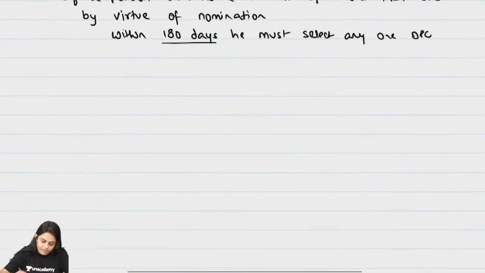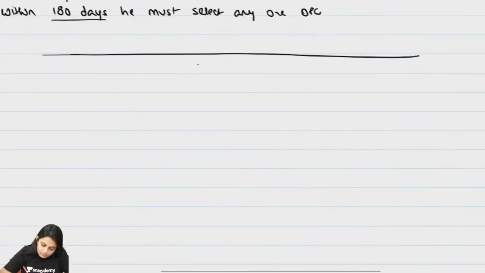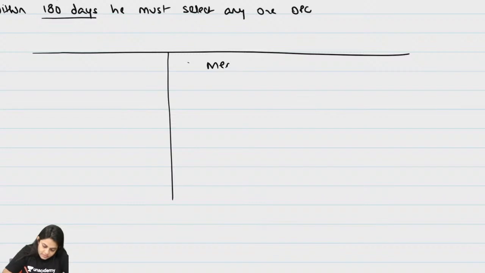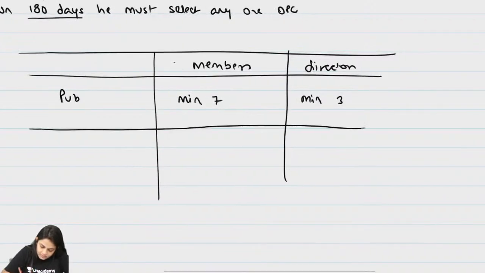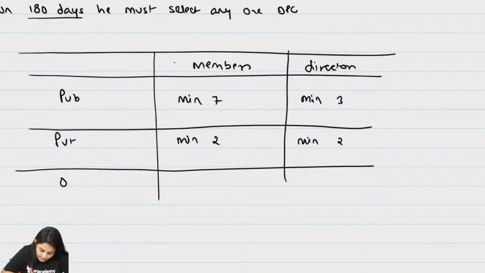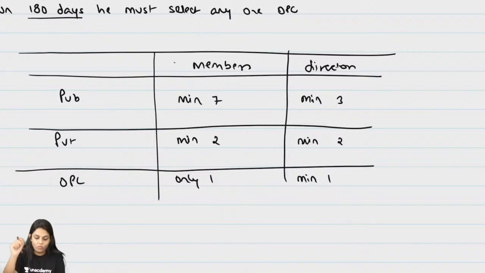Remember, when we say members and directors, in case of a public company we have minimum 7 members and minimum 3 directors. In case of a private company we have minimum 2 members and minimum 2 directors. When it comes to OPC, we have only 1 member, but minimum 1 director. So OPC cannot have more than 1 member, but an OPC can have more than 1 director.